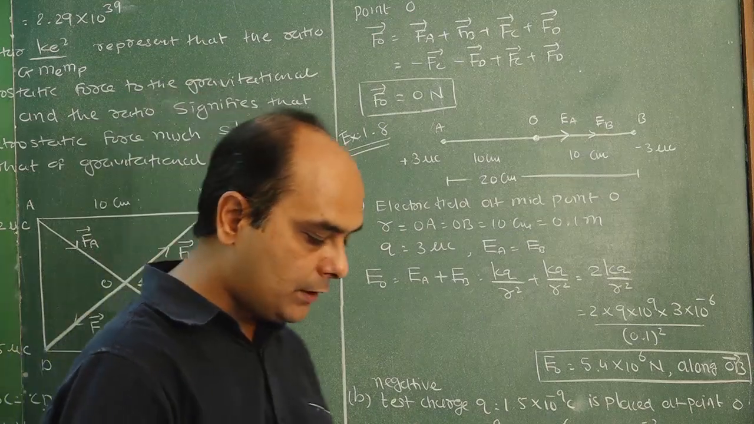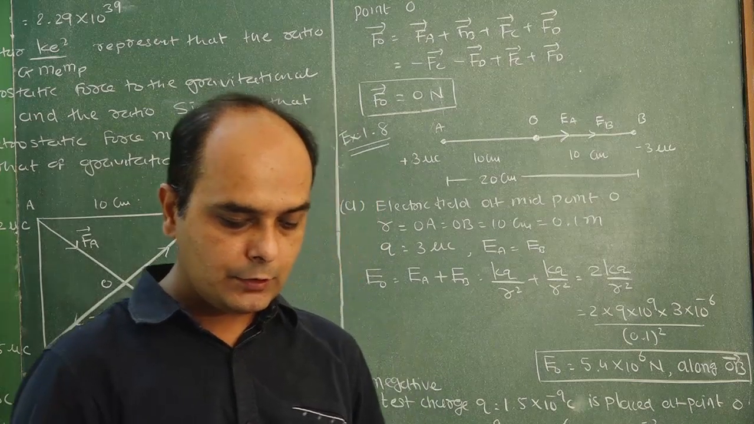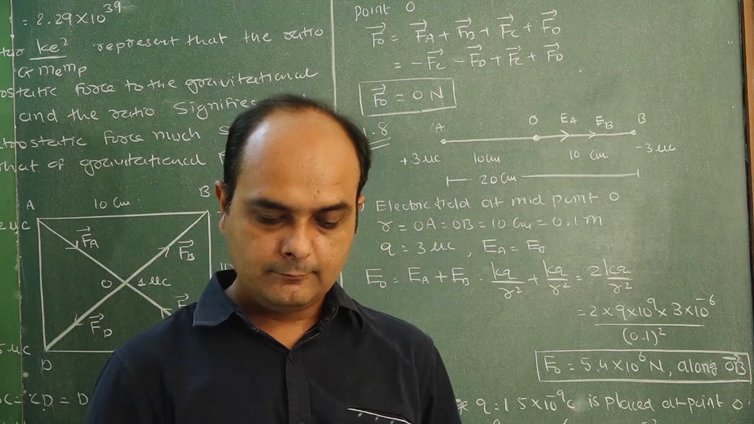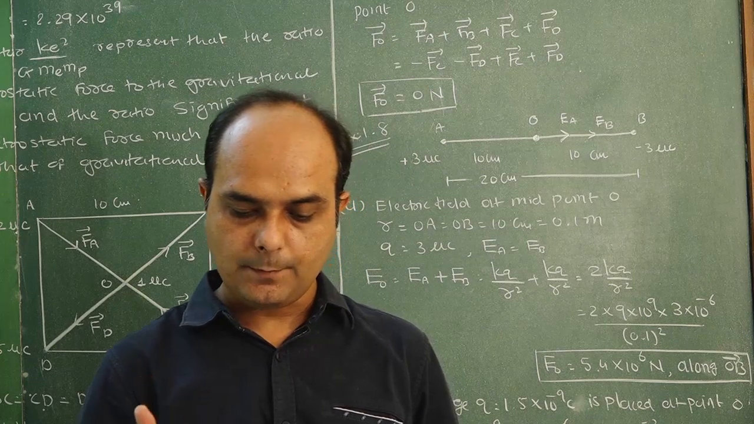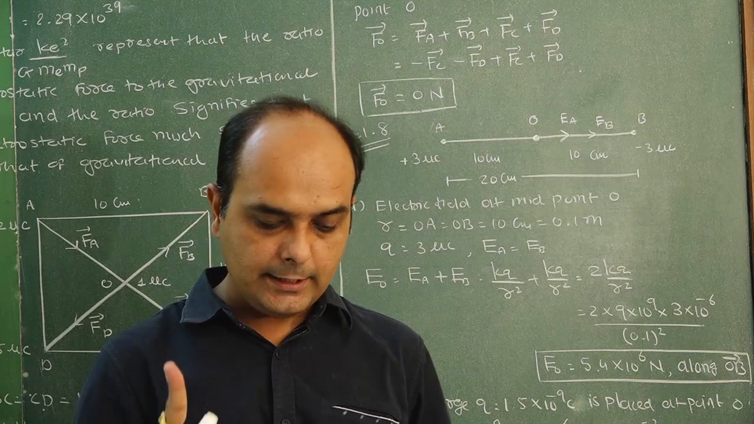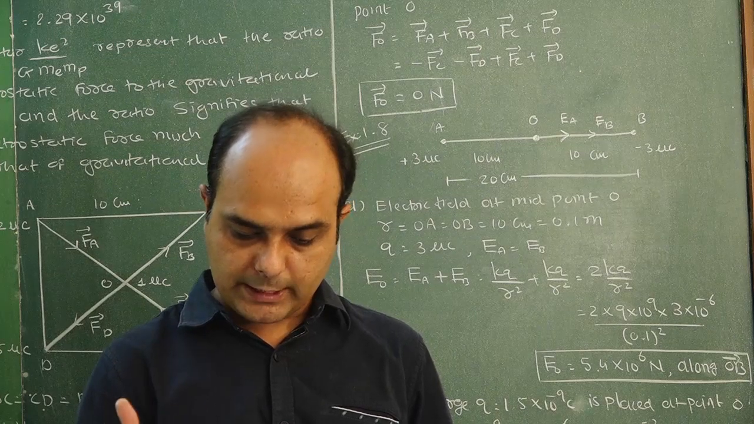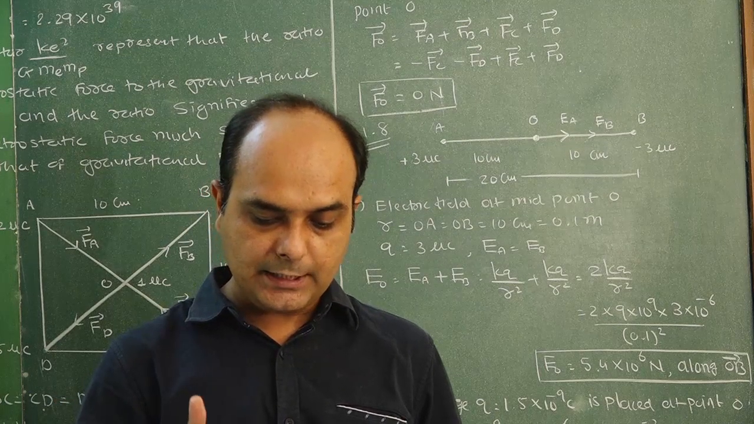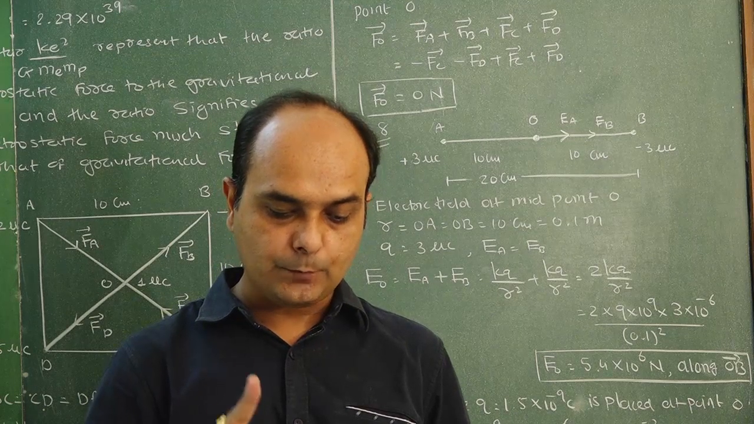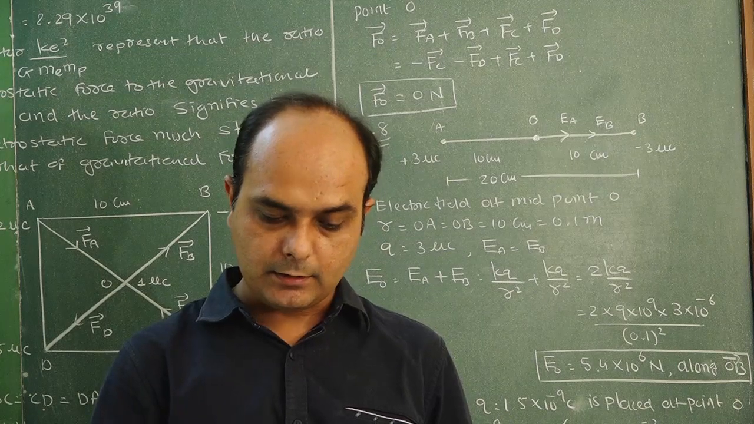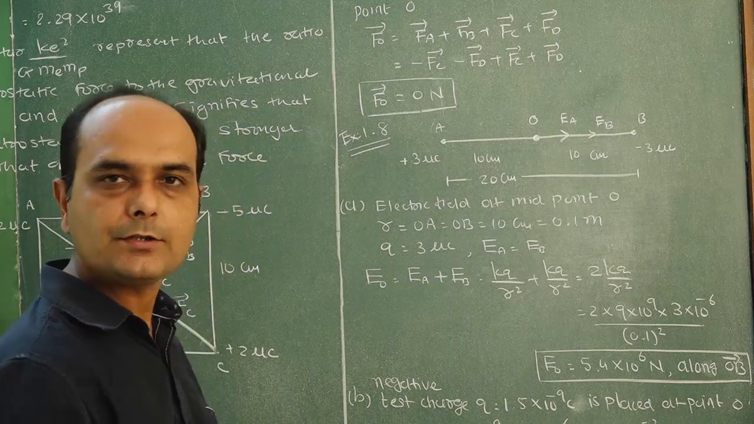Now the question of example number 1.8 is like this. Two point charges, QA is equal to plus 3 microcoulomb and QB is equal to minus 3 microcoulomb, are located 20 cm apart in vacuum. Find the electric field at the midpoint O of the line AB joining the two charges. If a negative test charge of magnitude 1.5 into 10 raised to minus 9 coulomb is placed at the center, find the force experienced by the test charge.